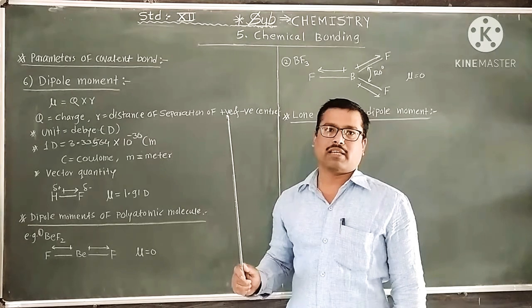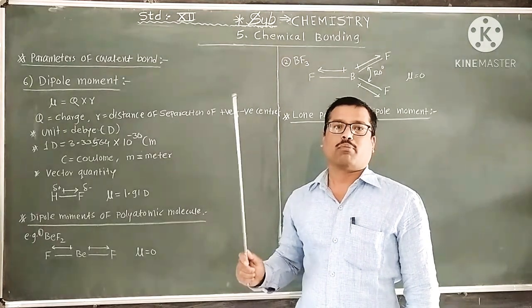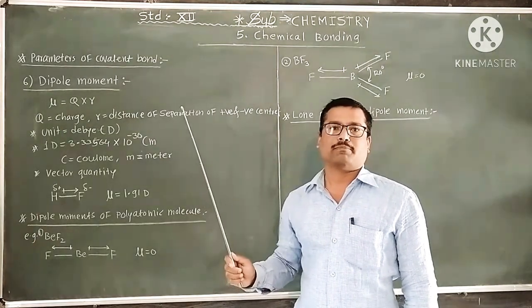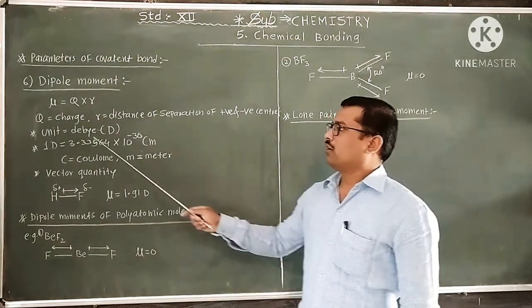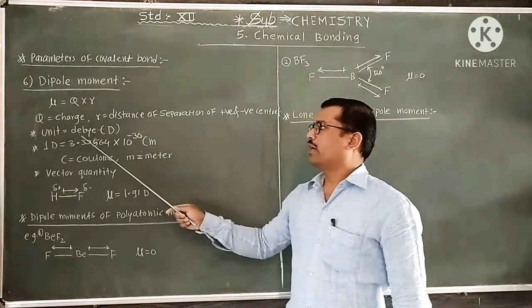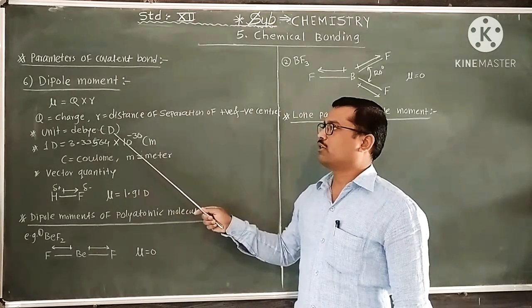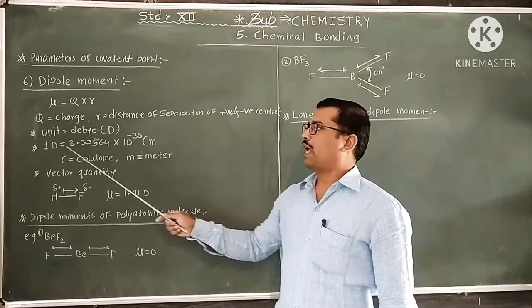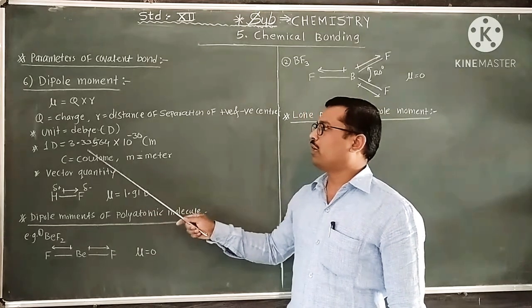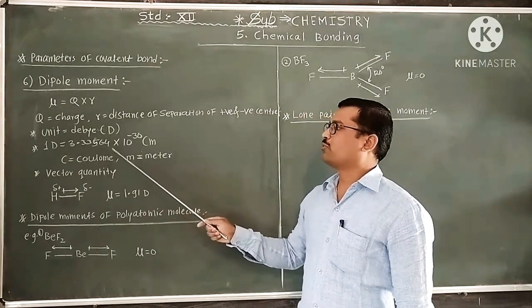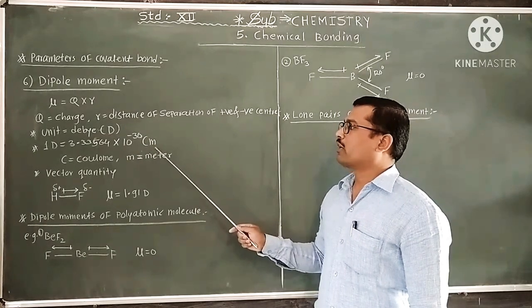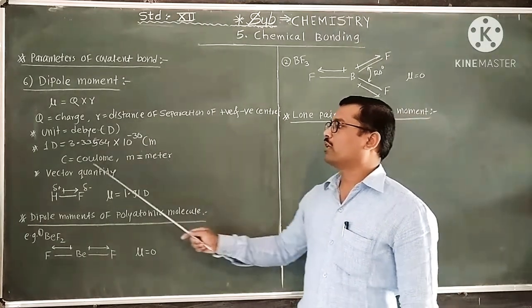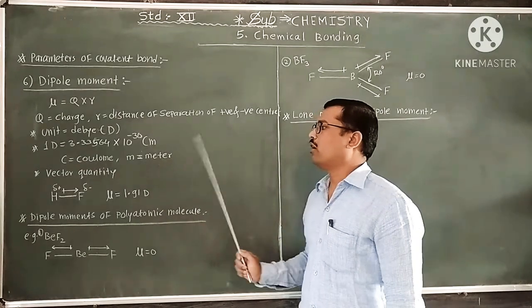The distance between the two atoms, one positive and one negative, that is the r, and the unit of the dipole moment is the debye, denoted by capital D, whereas 1 D is equal to 3.33564 into 10 raised to minus 30 coulomb meter, that is C m, C for coulomb, m for meter.